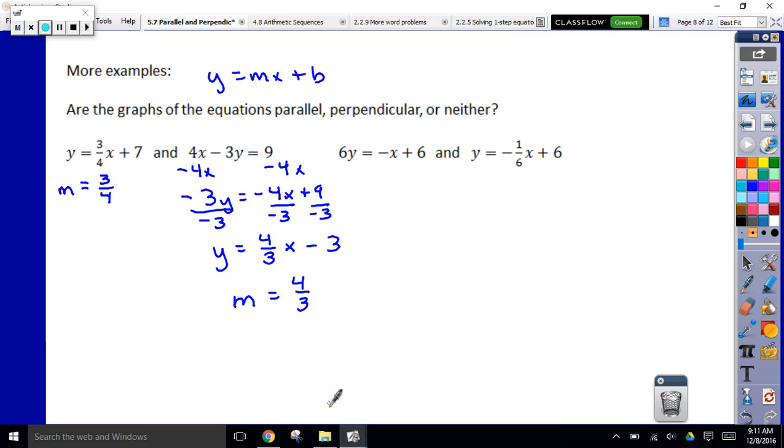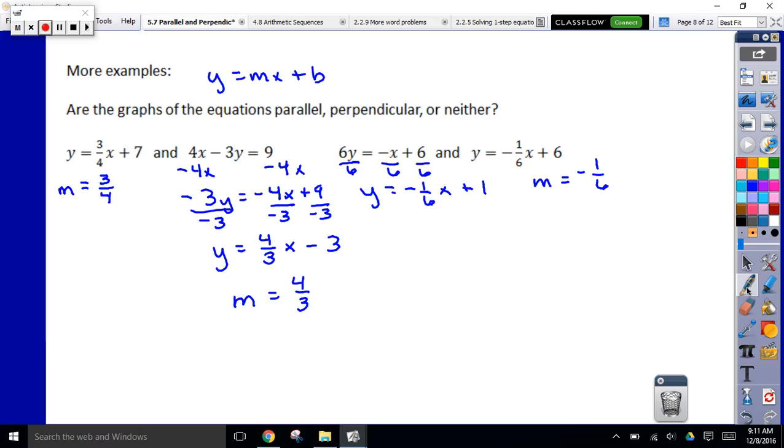Zane, can you tell me the slope of either of those lines just from looking at them? The second one, it's negative 1/6. Good. So the slope of the second line is negative 1/6. What do I need to do to the first line? Rosa? Good. So what do I end up with, Rosa? +1. Good. So are these lines parallel, perpendicular, or neither?